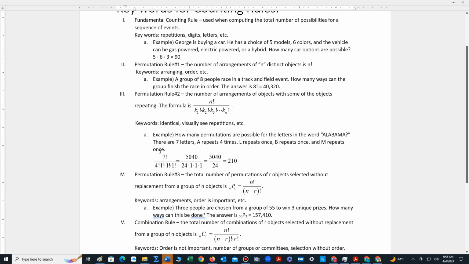Here's our example. How many permutations are possible for letters of the word Alabama? So here we can visually see that A has 4 repetitions. All the other letters repeat once. So there's a total number of 7 letters, so 7 factorial, divided by 4 factorial, that's the number of times A repeats, times 1 factorial for all the other letters. 7 factorial is 5,040, 4 factorial is 24, 1 factorial is 1. We divide 5,040 by 24 to get 210.